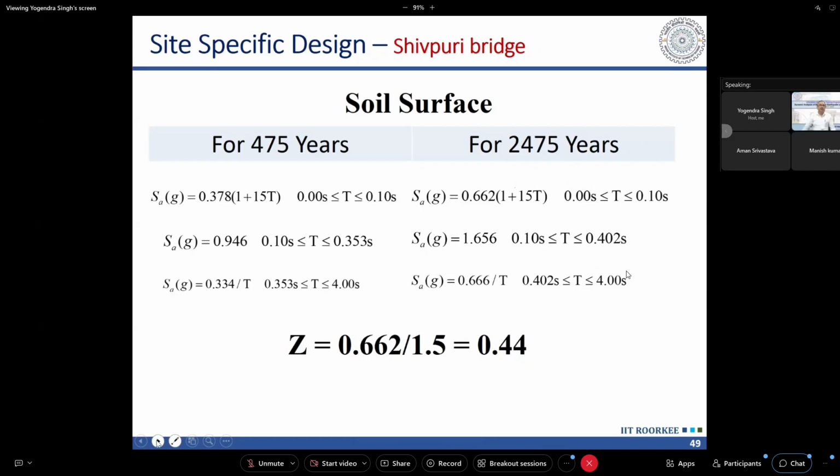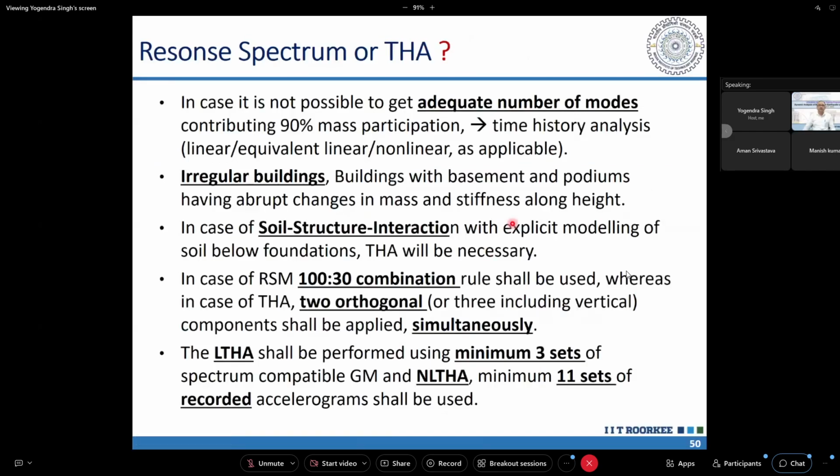So like that, we can plot the UHS. Now, one question which we have to face always, that is whether we should use response spectrum analysis or time history analysis. That question was coming from you in the morning also.